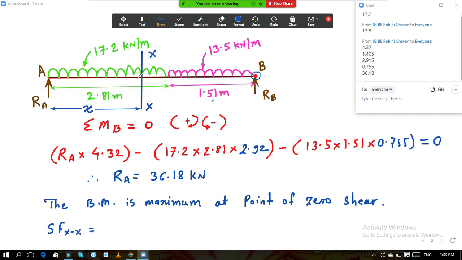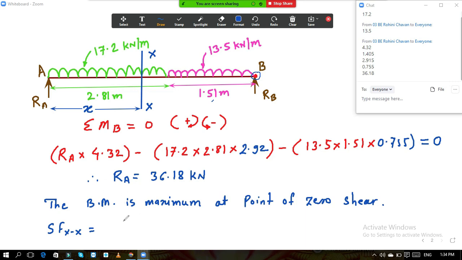Now we can either consider the left hand side equilibrium, or the right hand side equilibrium. As we have taken our value of x from point A, it will be easier for us to go by the left hand side calculation. So now we will consider the LHS. When we consider the LHS, we will come across two forces. First is the reaction RA, and second is this UDL of 17.2 kilonewton per meter.